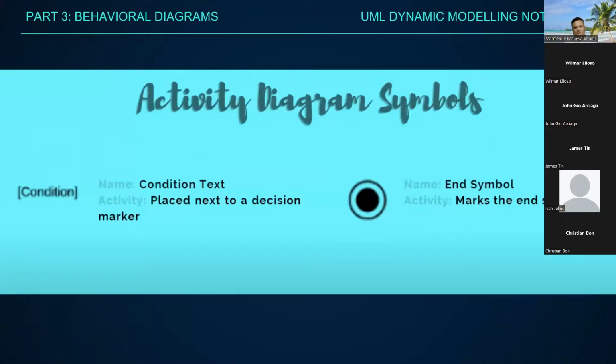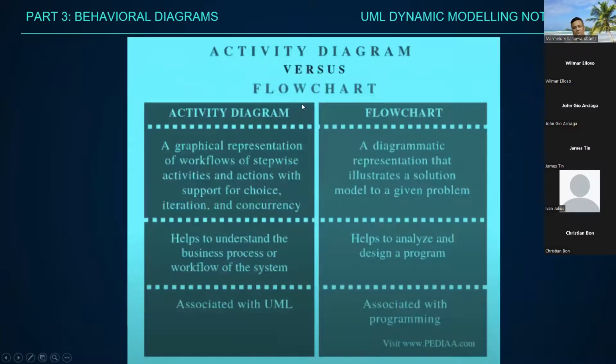So if we're going to look at it, it is almost the same as what we know when we use the flowchart, right? So let's read the difference between the two. Activity diagram is a graphical representation of workflows of stepwise activities and actions with support for choice, iteration, and concurrency. While a flowchart is a diagrammatic representation that illustrates a solution model to a given problem.